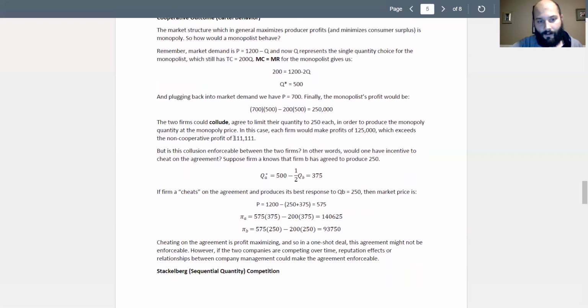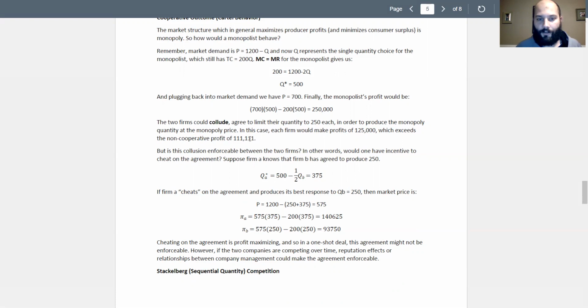And what we're saying here is that the two firms could collude and agree to limit their quantity to 250 each, or 500 total, the monopoly quantity, in order to produce monopoly quantity at the monopoly price. And if they were splitting it evenly, they would each make profits of 125,000 instead of 111,000.